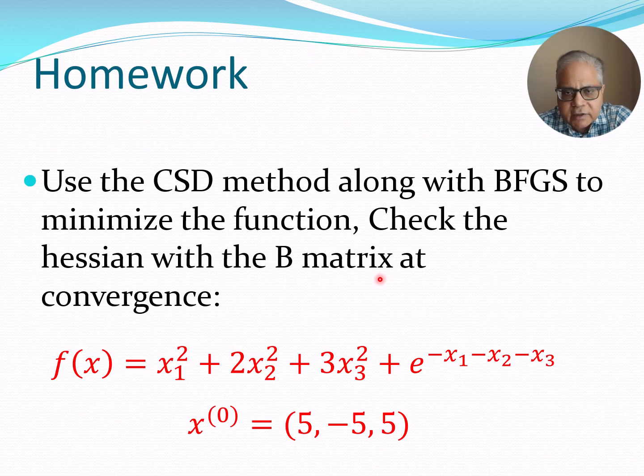Now you can take this particular problem and extend it to 3 dimensions. So I will say that take this as a function, have this as the starting design 5, minus 5, 5, and use the complex step derivative along with BFGS to minimize this function, and at the end of this process check if the Hessian and B matrix are the same. Now remember, they are not all the time going to be exactly the same. That's only something which you generally see in quadratic functions, but they are going to be pretty close, so that's something you can check out and see.